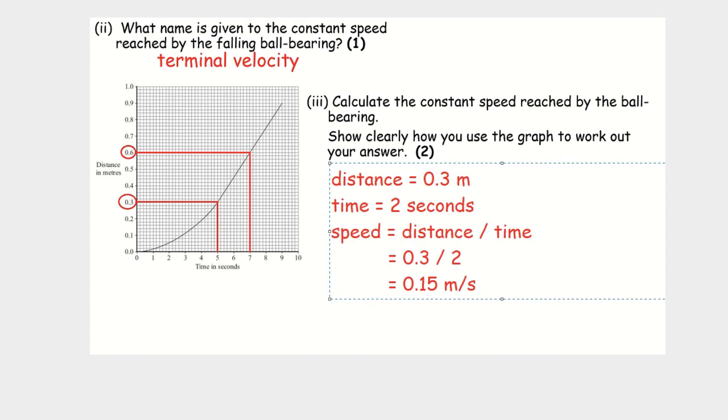So the examiner will be expecting to see those lines on the graph, and if they don't see them, you probably won't get one of those working marks, because you are being asked specifically to show clearly how you use the graph.